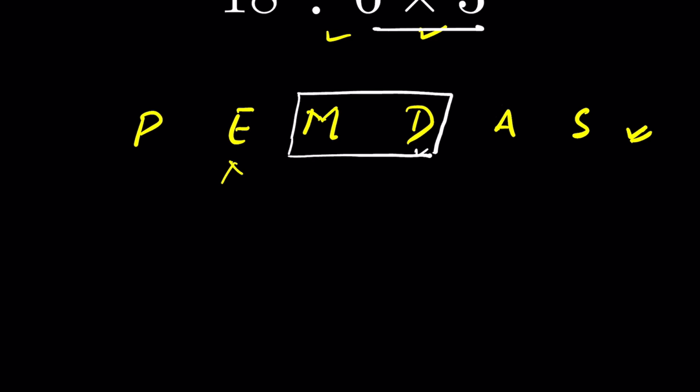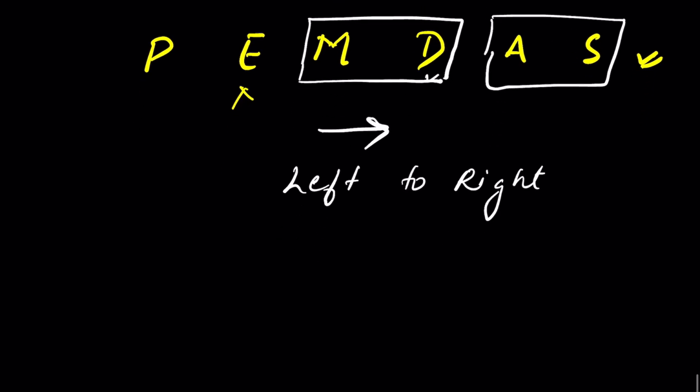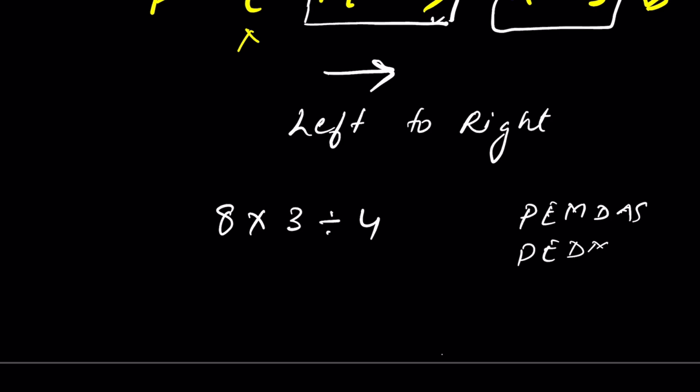Same goes for addition and subtraction. We group them together and solve them from left to right, whichever comes first. For example, if you get 8 times 3 divided by 4, even if you follow PEMDAS or PEDMAS, it doesn't matter, from left to right you will see we have multiplication first. So it will be 8 times 3, 24, then divided by 4, answer will be 6.